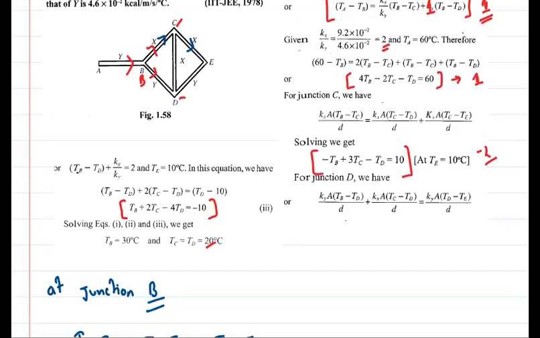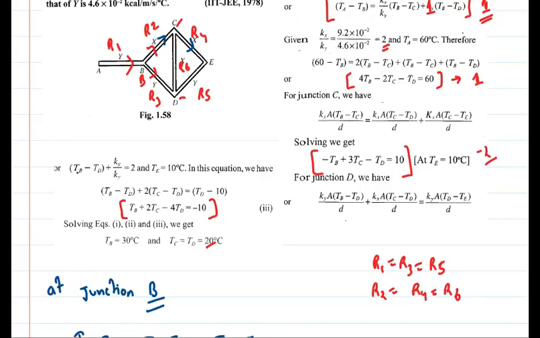I'll just write down R1, R2, R3. So we have this as R1, R2, R3, R4, R5, R6. And the relationship is R1 is equal to R3 is equal to R5, because length is the same, area is the same, and thermal conductivity is the same. And R2 is equal to R4 is equal to R6. Any issue in this?